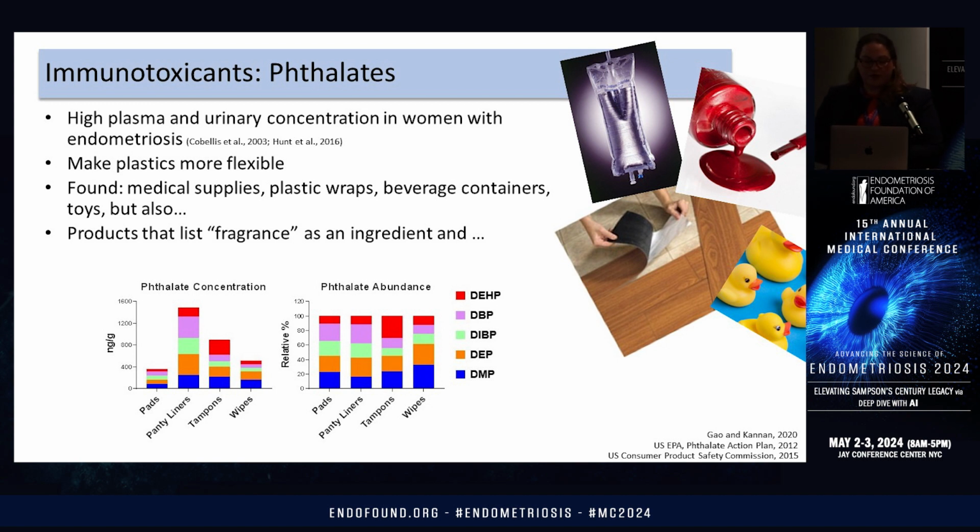And a couple of years ago, a group, actually they are in New York City as well, looked at phthalate concentrations in a number of products that are predominantly used by women during menstruation. So pads, panty liners, tampons, and wipes, and found that there are levels of different phthalates present within these products. And there is an abundance of the high molecular weight and the low molecular weight phthalates.